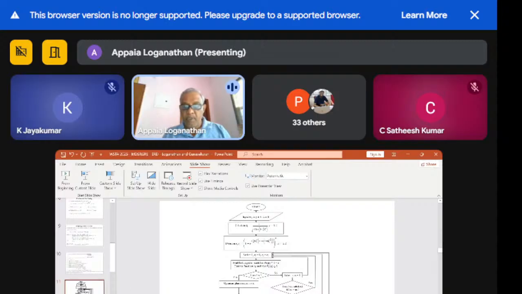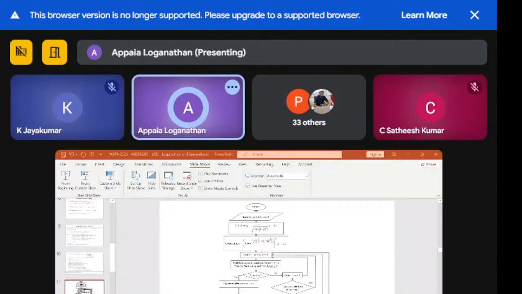I do not know whether it is visible. I tried my level best. So this is the flowchart, the execution of that algorithm.